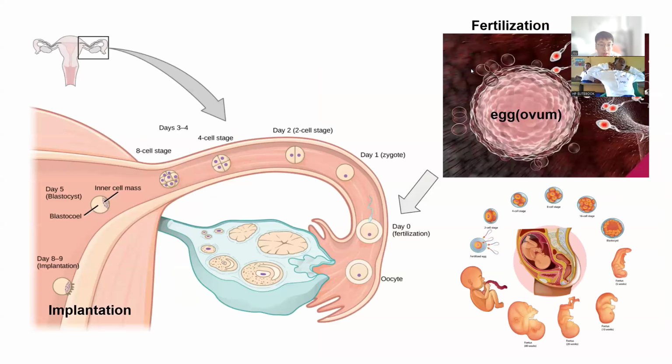And here is the general process. So fertilization occurs in this tube, in this fallopian tube, as the sperm meets the egg produced by the ovaries. And then it goes through cell division and mitosis, and it implants into the uterus. And then the fetus develops.